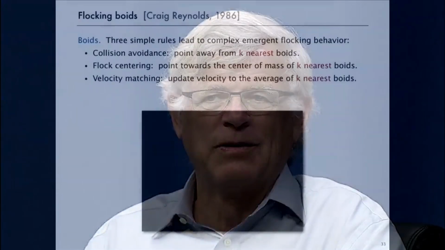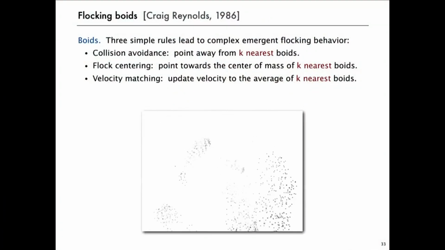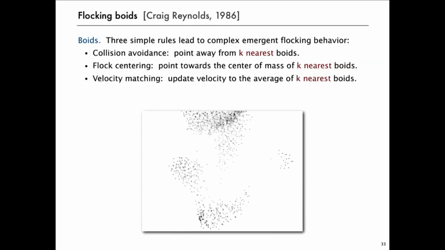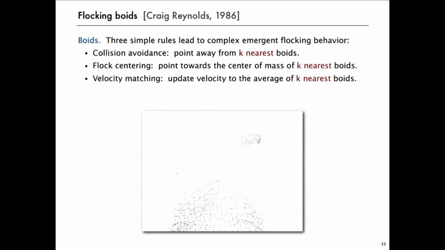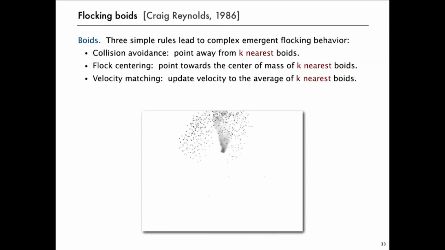So there's a simple model developed by Craig Reynolds a while ago for simulating this situation called the Boids. And the idea is to use 3 simple rules to get something very close to this complex flocking behavior. So you have collision avoidance, where you always try to point away from the k nearest Boids. You have centering, where you try to point near the center of mass of the k nearest Boids, and velocity matching, where you update your velocity to the average of the k nearest Boids. And that algorithm works like this.